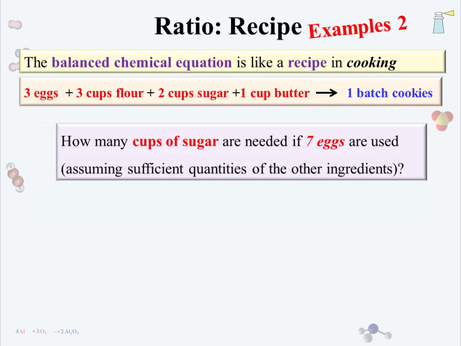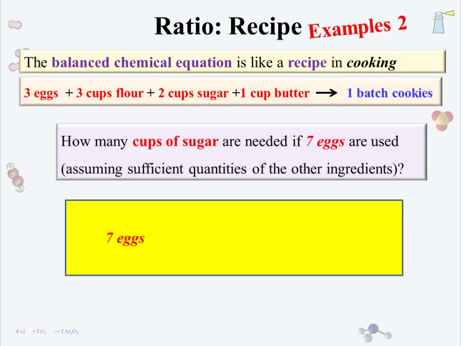A second example uses the same recipe. How many cups of sugar are needed if 7 eggs are used, assuming sufficient quantities of the other ingredients? Again, this is a conversion problem, with 7 eggs as the given units and the cups of sugar as the desired units. What is the conversion factor, based on the quantities of the recipe, needed to convert amount information about eggs into amount information about sugar?